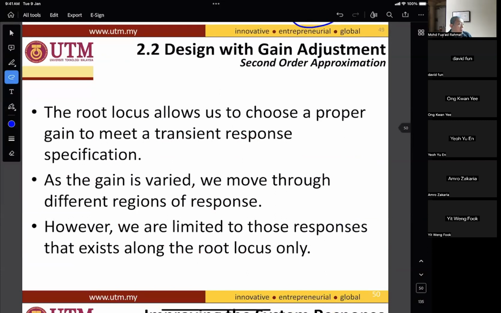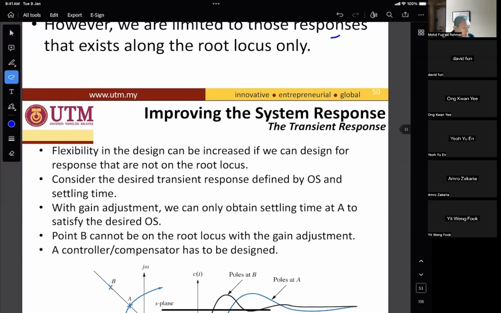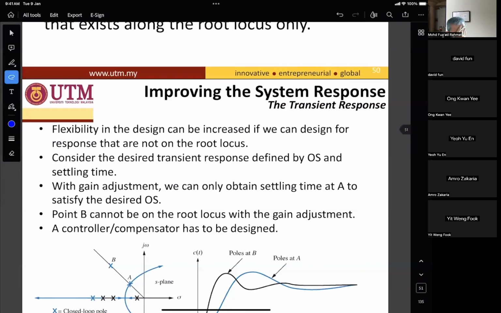So the conclusion: the root locus allows us to choose a proper gain to meet a transient response specification. As the gain is varied, we move through different regions of response. However, we are limited to those responses that exist along the root locus only. So we need to find flexibility in the design, which can be increased if we can design for responses that are not on the root locus.